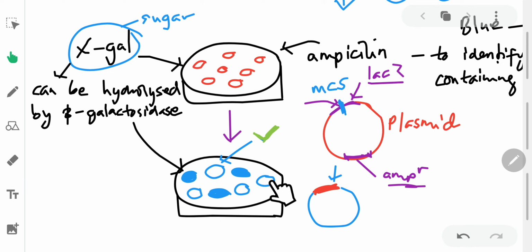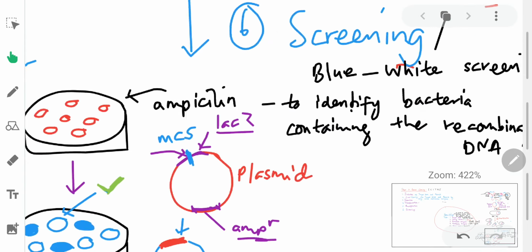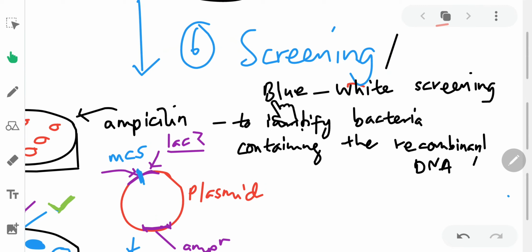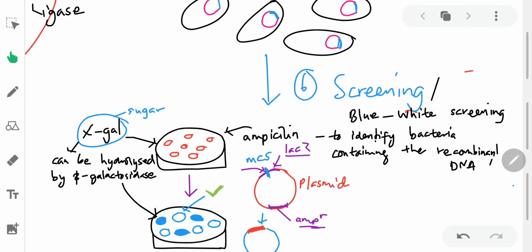Okay, so this is what we call the screening process. We want to identify which bacteria contain the recombinant DNA and which bacteria do not have the recombinant DNA. That is the screening process. So that is why it is called blue-white screening. Okay, so hopefully you can understand this process. Thank you.